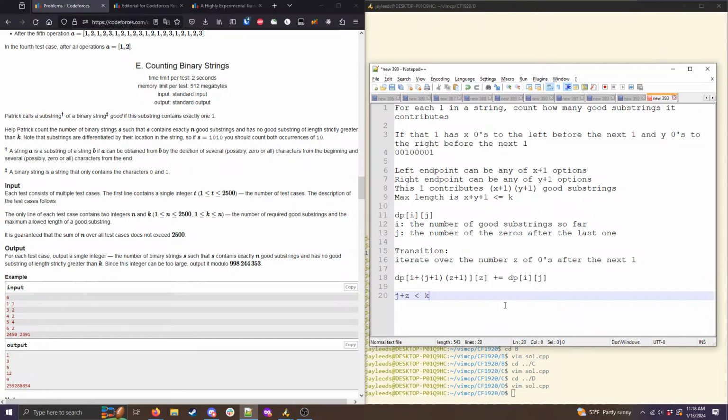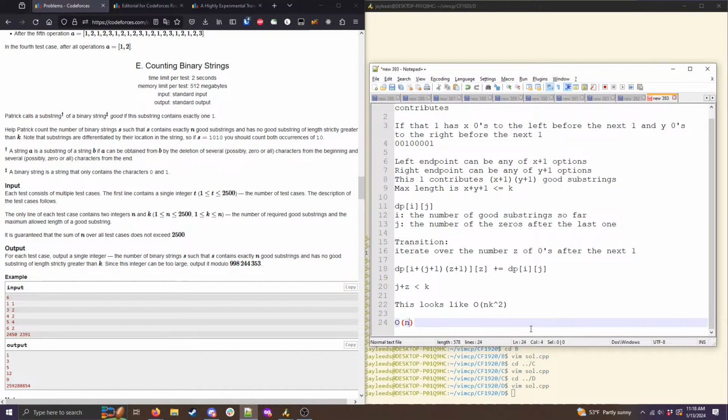So at first glance, this looks like an O of n squared or O of n cubed algorithm, because we have n squared DP states and O of, I guess maybe n squared k. Or I guess nk squared, because i can be up to n, j can be up to k, and then z can also be up to k. But it turns out that this is actually just O of nk log k.